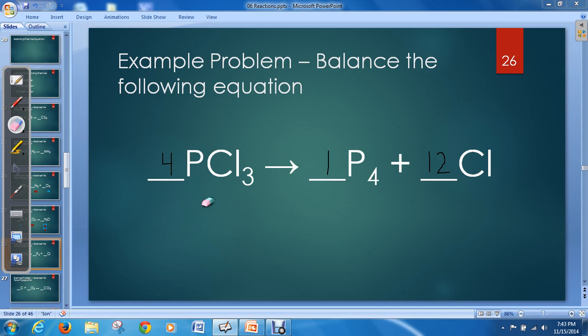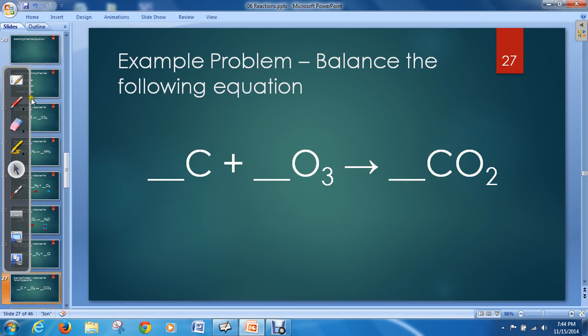Okay. All right, let's do one more example to see if we got this. So here's our other example. We have carbon combining with O3 to make CO2. We're going to use the direct multiply method again.